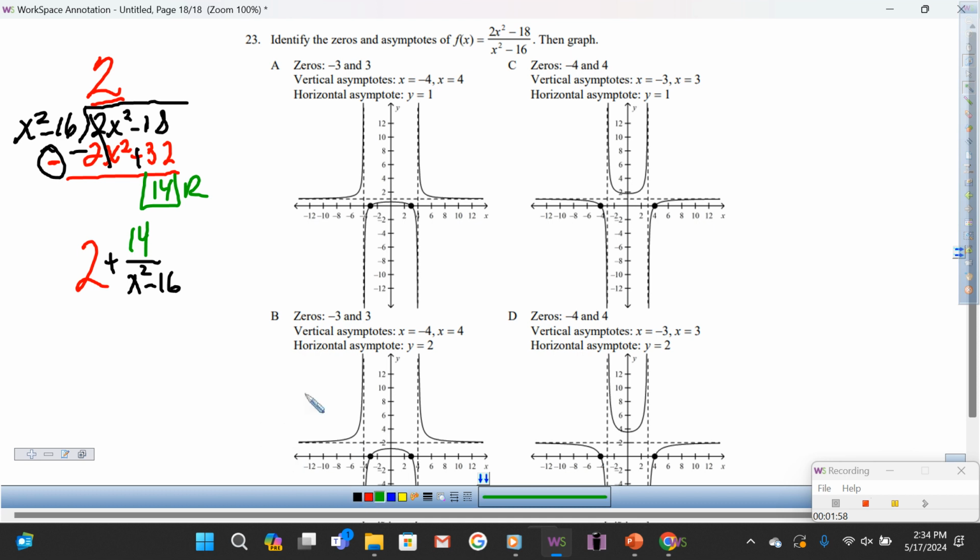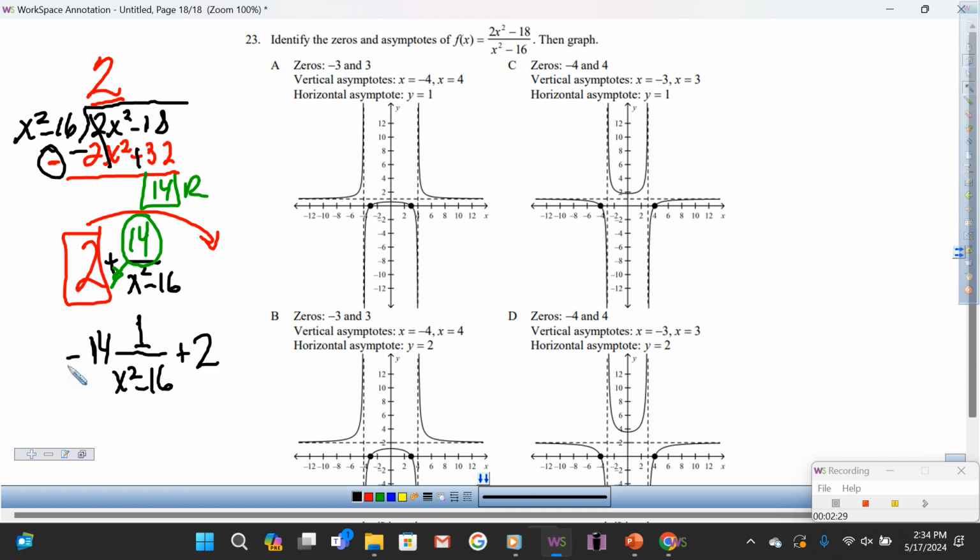However, can we have this 14 on the numerator? No, where does that go? In the front. However, there's that 2 there. Where does the 2 go? In the back. So let's rewrite this. If the 14 goes in the front, there it is. Then we have a fraction, x squared minus 16. And in the back, we have the positive 2. And what do we write on the numerator? A 1.